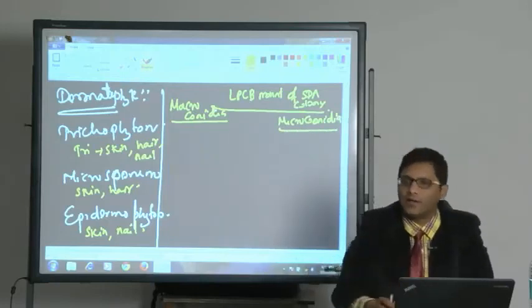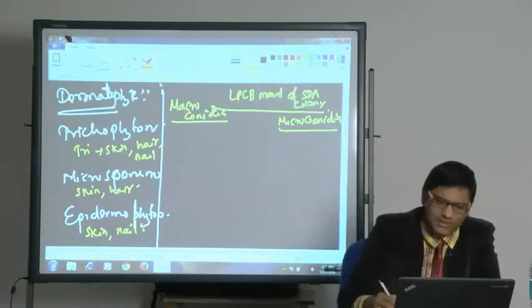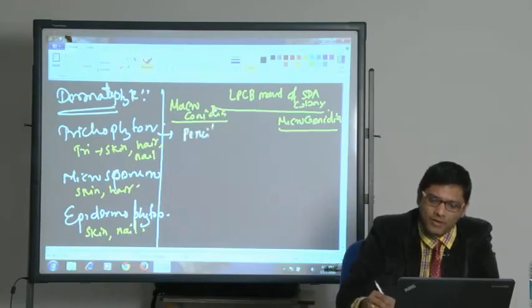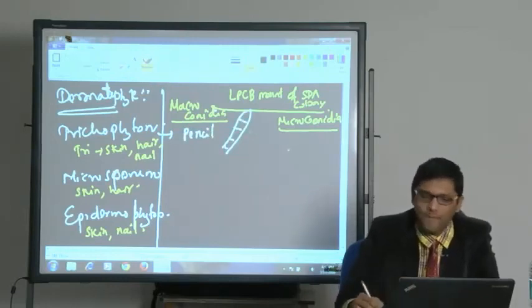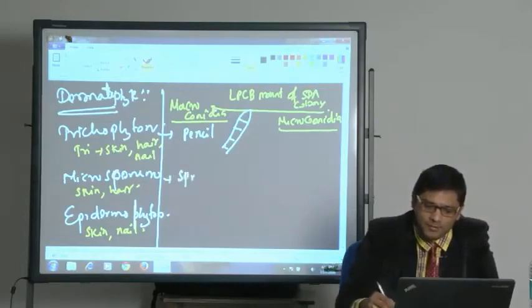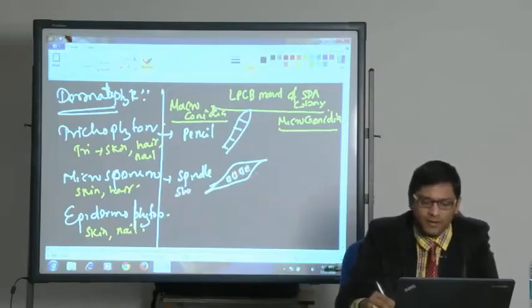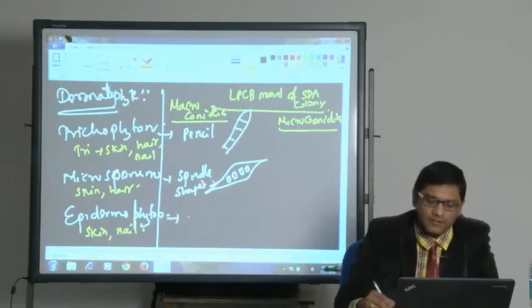Macroconidia and microconidia. For example, Trichophyton will have pencil shaped macroconidia. Microsporum will have spindle shaped macroconidia, whereas Epidermophyton will have club shaped macroconidia.